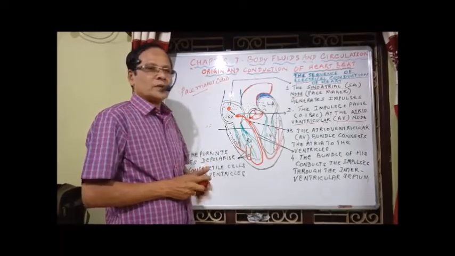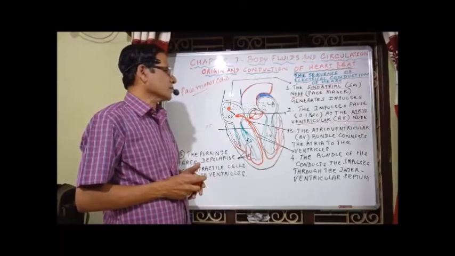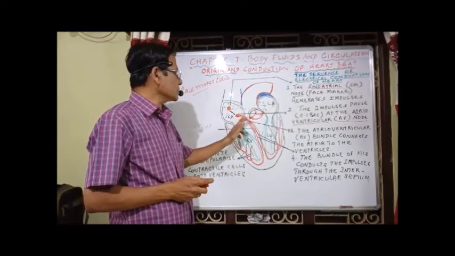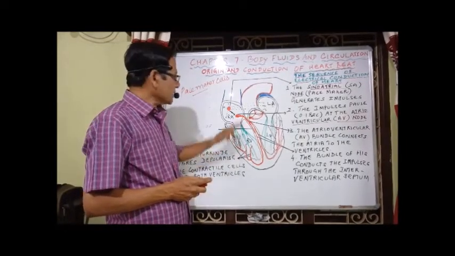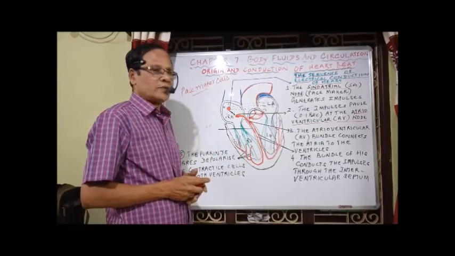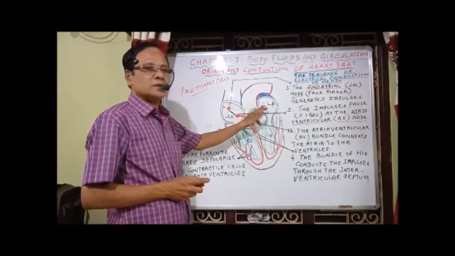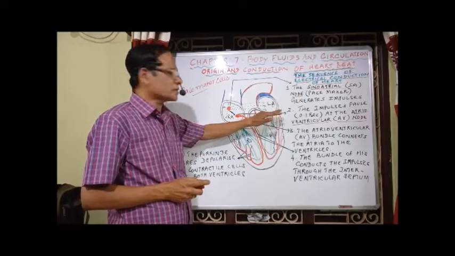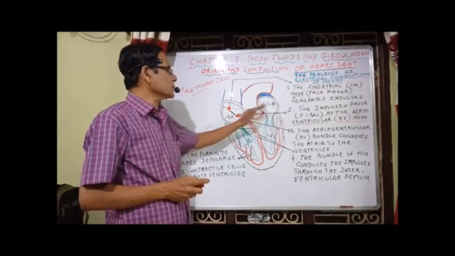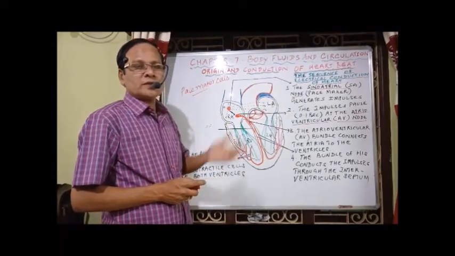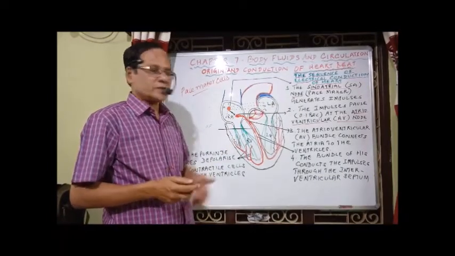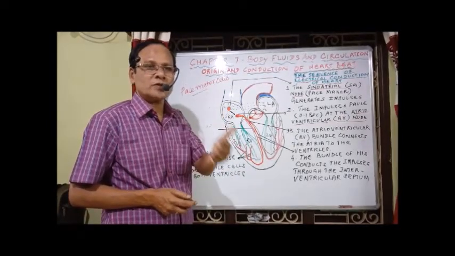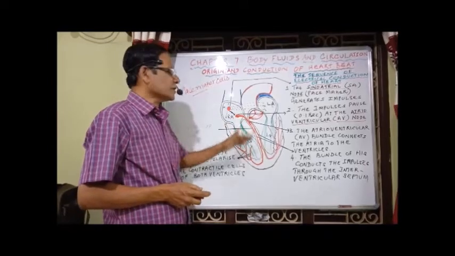From this node, a bundle of tissue arises. That is called the atrioventricular bundle, which connects the atria with the ventricles. I mentioned there is no conduction of impulses directly from the atria to the ventricles because of a pad of tissue present at the atrioventricular aperture, the openings of the atria and ventricles. That's why we have a conducting system.